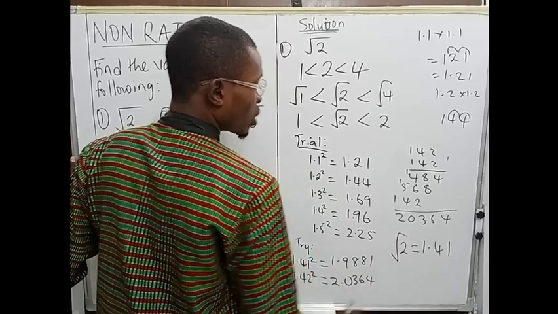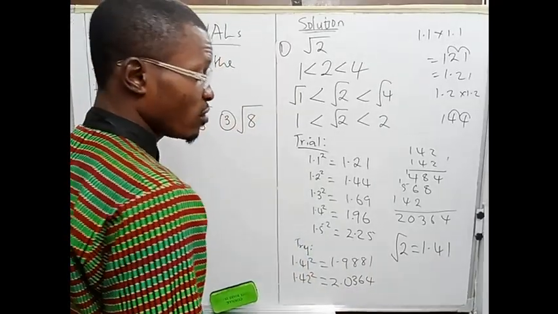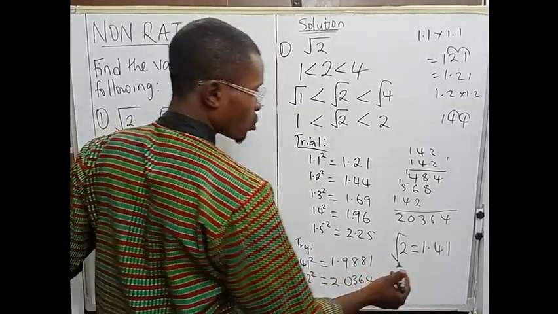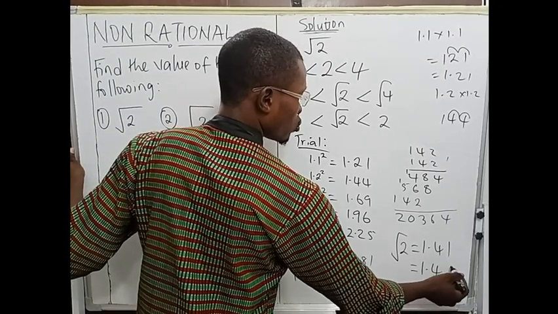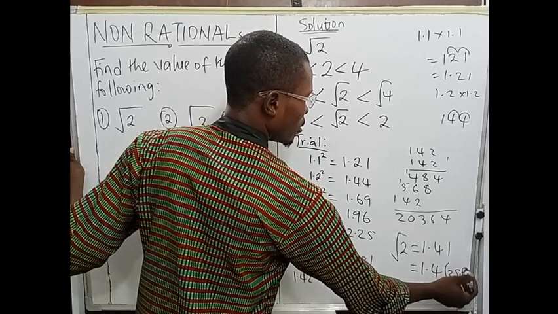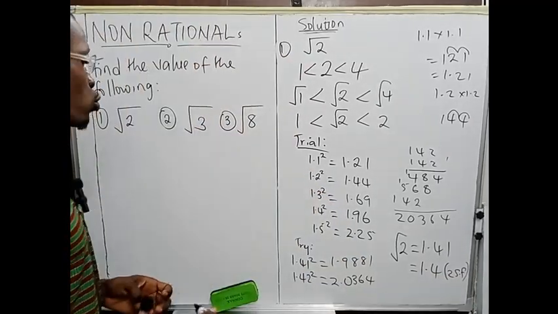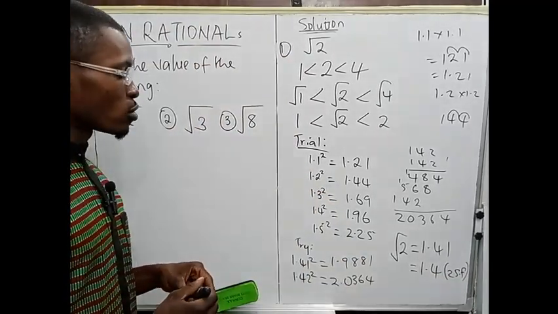1.41. All right, but we would like to leave our answer in 2 significant figures, and this will be equal to what now? 1.4, to 2 SF. That is it for root 2. Now let us obtain root 3.